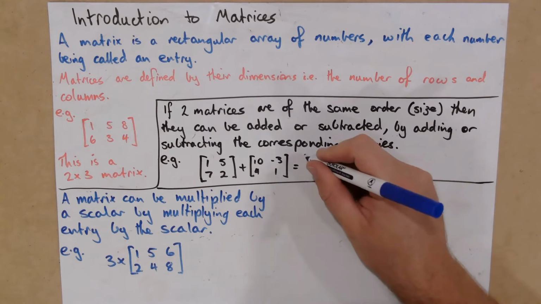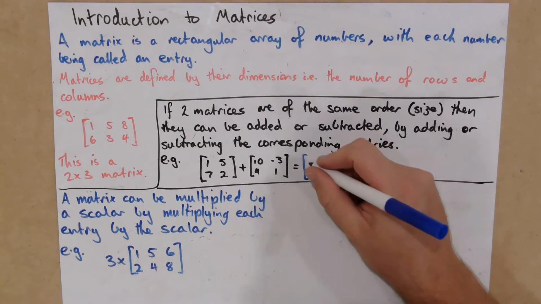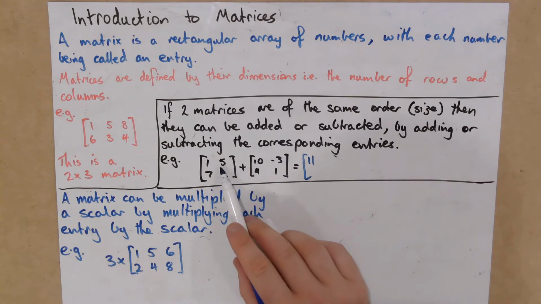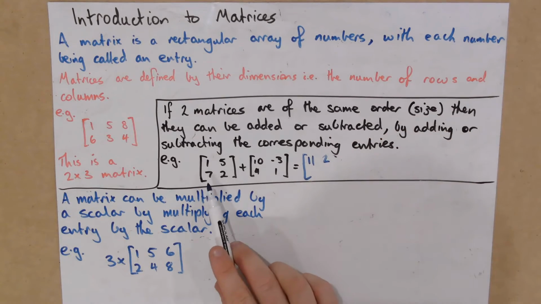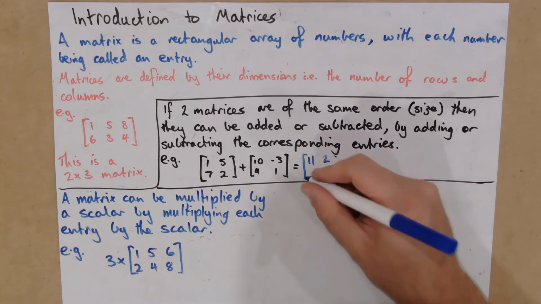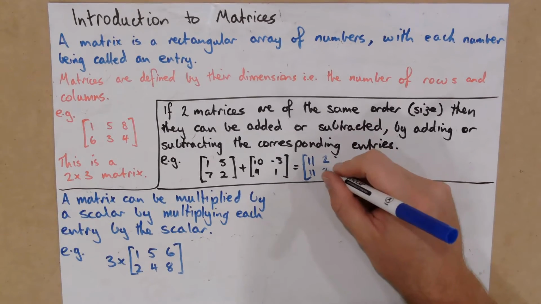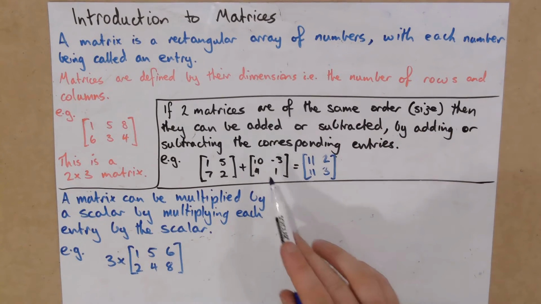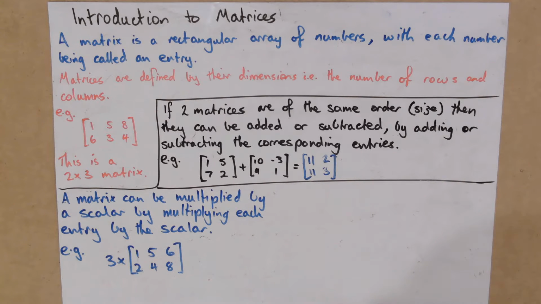It's pretty straightforward. I'm going to add my top left to my top left, so 1 plus 10 is 11. My top right to my top right, so 5 plus negative 3 is going to be 2. My bottom left with my bottom left, which is 7 plus 4 is 11. And my bottom right with my bottom right, which is 2 plus 1 is 3. Pretty nice and straightforward. If this was a negative, then we'd be subtracting this value off that one and this one off that one and so forth. So we just need to make sure that we're lining up those same corresponding values.